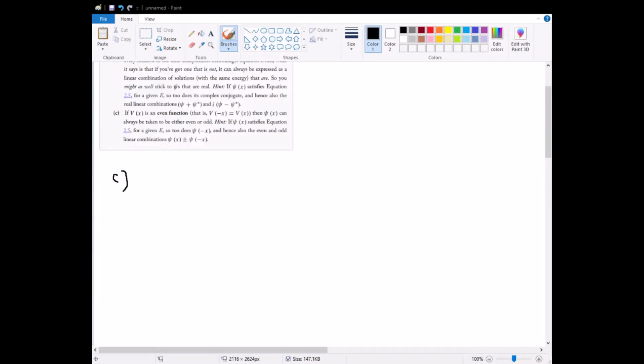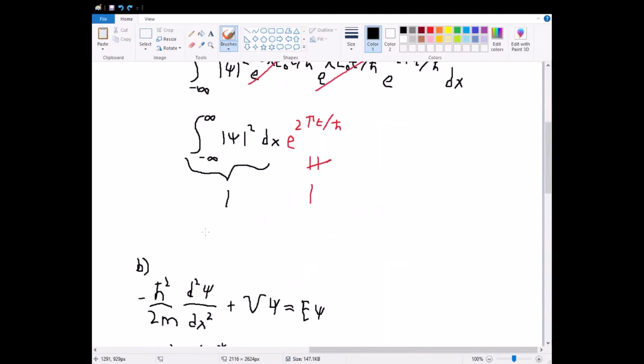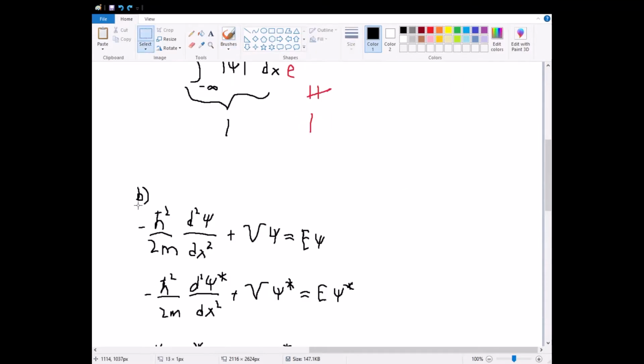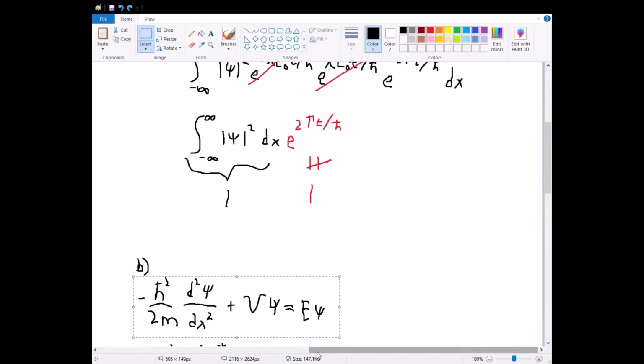For part C, we want to say that if v of x is an even function, that is v of negative x equals v of x, then little psi of x can always be taken to be either an even or odd function. And we don't even need the hint here, because now that we've already solved part B, part C is effectively analogous. So let's start off, as always, by writing out the time-independent solution, as before.